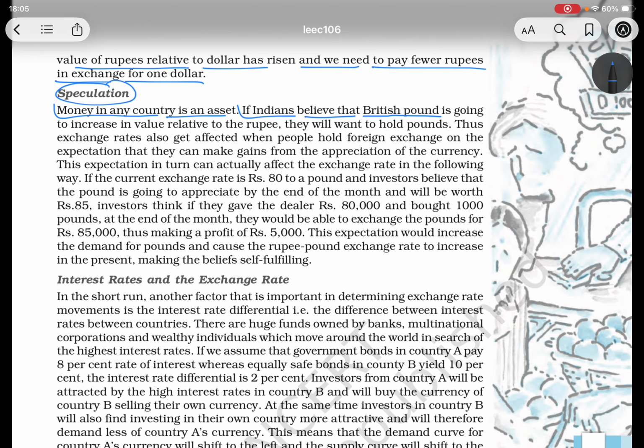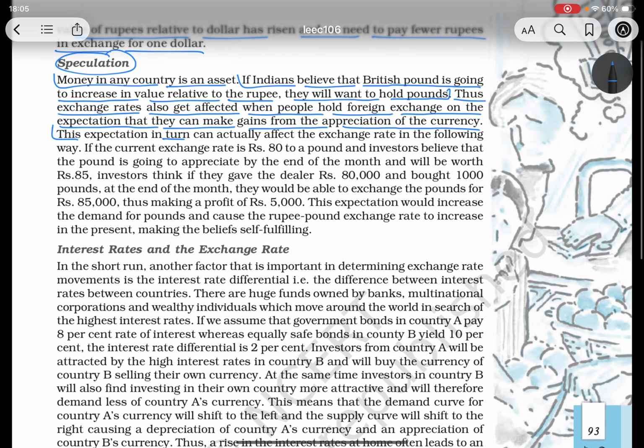Speculation. Money in any country is an asset. If Indians believe that the British pound is going to increase in value relative to the rupee, they will want to hold pounds. Thus, exchange rates also get affected when people hold foreign exchange on the expectation that they can make gains from the appreciation of the currency. This expectation in turn can actually affect the exchange rate in the following way.